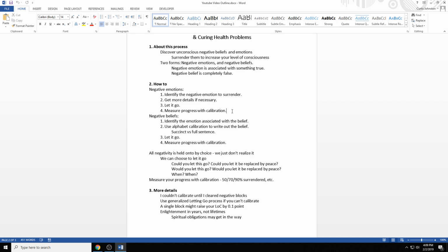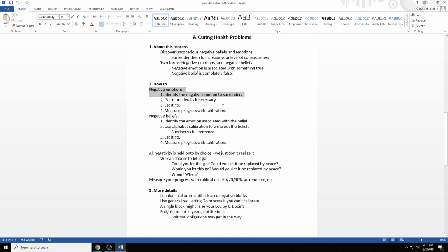But if you can calibrate, you can ask whatever question you think of to get more information. Let's say you get stuck at 99% surrendered. You can ask a bunch of questions. You'll know what to ask at the time. You can ask, oh, I'm holding on to something, or I'm not willing to surrender this part of it, or whatever. And overall, it's not too hard to surrender negativity in your mind.